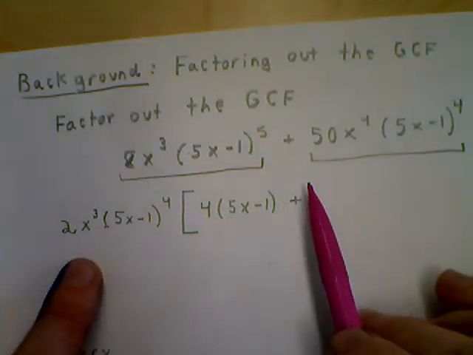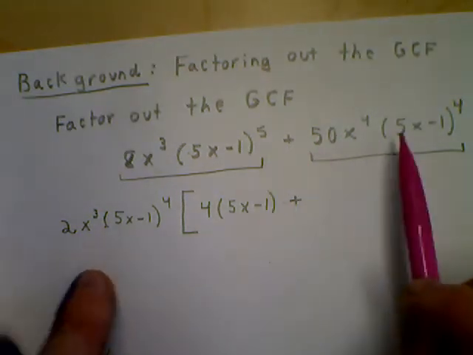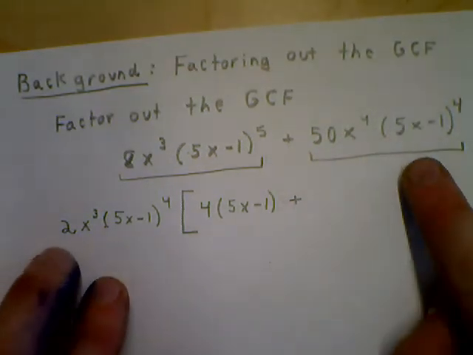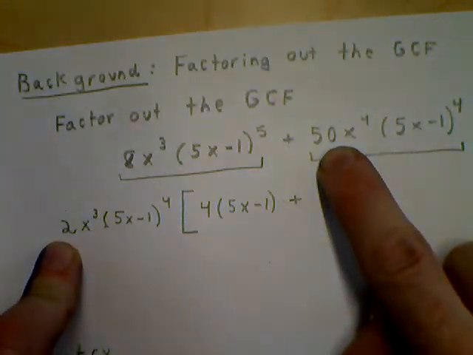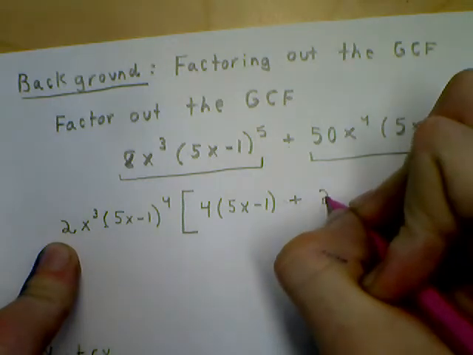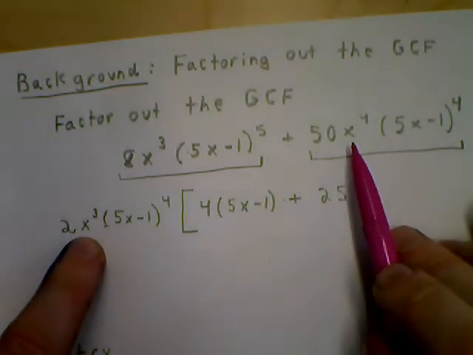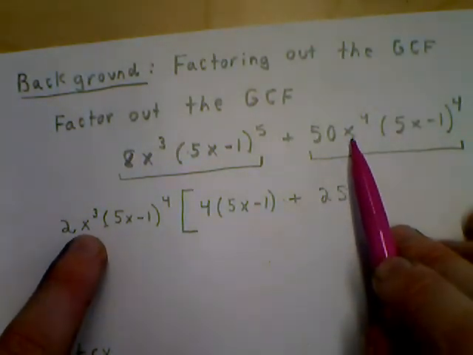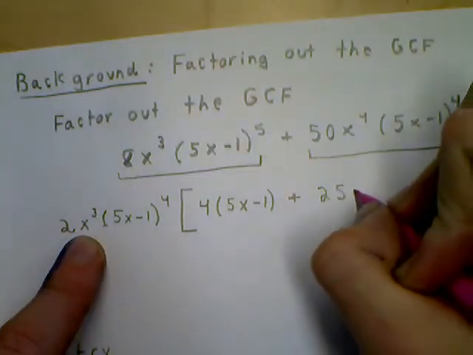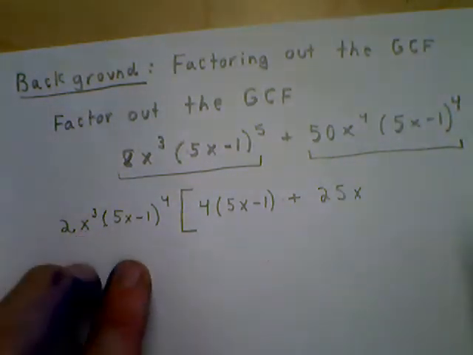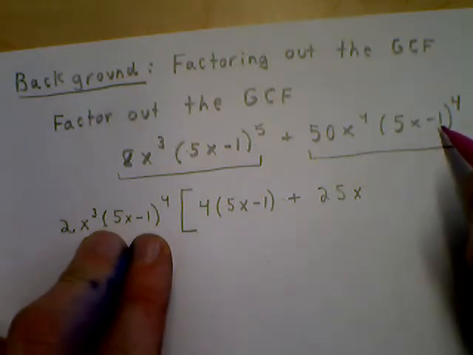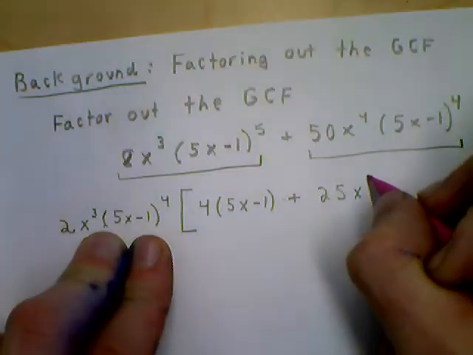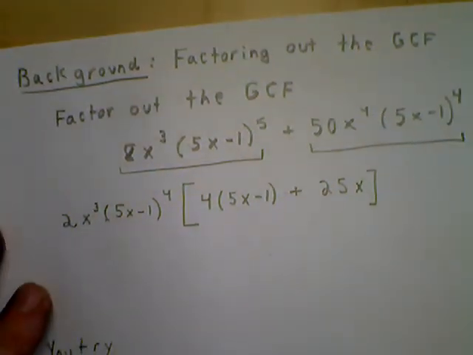Next, I'm going to look at these two expressions. So now, if you take 2 out of 50, you're left with 25. If you take x cubed out of x to the fourth, you're left with x. And if you take 5x minus 1 to the fourth power out of 5x minus 1 to the fourth power, you're not left with anything.